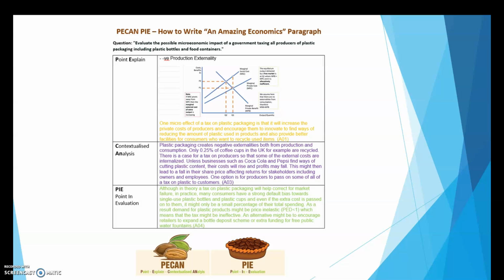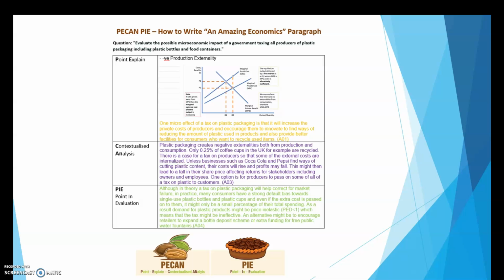One option for them would be to pass on some or all of the tax on plastic to customers in the form of higher prices. Okay, so we have explained the possible impact of a government taxing a firm. What we now need to do is evaluate that.